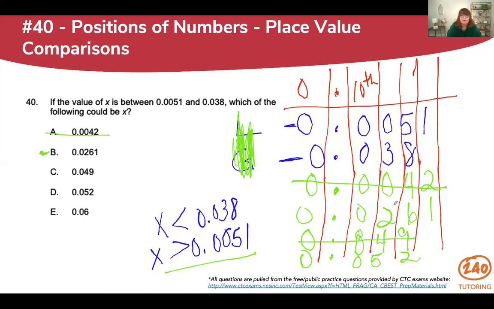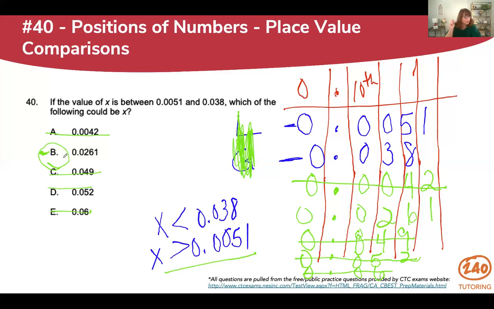And I'm going to run out of space. 0.052. That 5 is also greater than that 3, so that cannot be the answer. And then we have 0.06. That 6 is greater than that 3, so that cannot be the answer. Our correct answer here is B.